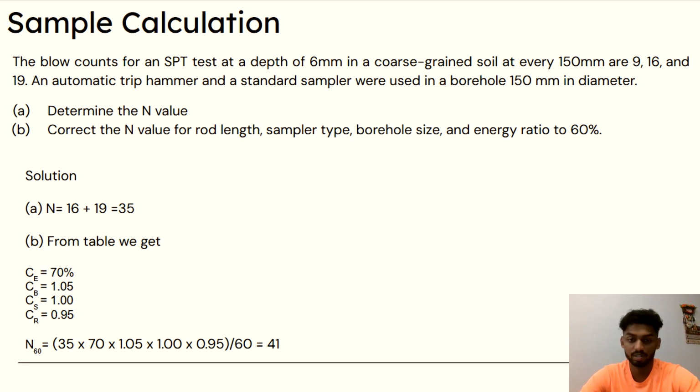Next, we apply the correction factors. CE is 70%, and the values for CB, CS and CR are 1.05, 1.00 and 0.95. By substituting into the formula, we get N60 equals 41. This shows how the corrected value is higher than the original field value, giving a more accurate representation of soil strength.